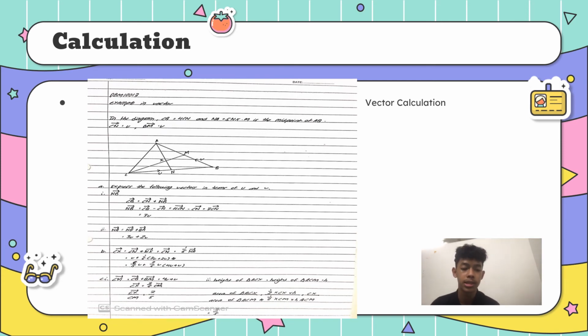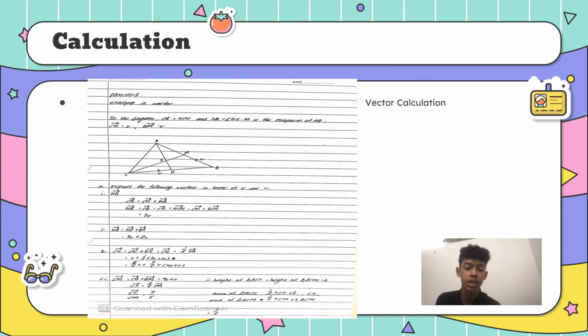So for question C1, we're going to search for CM. CM is CB plus BM equals 4u plus v. So in that question, we can get CX. CX is 2 per 5 CM. So we just bring CM to the front. So CX per CM equals 2 per 5.